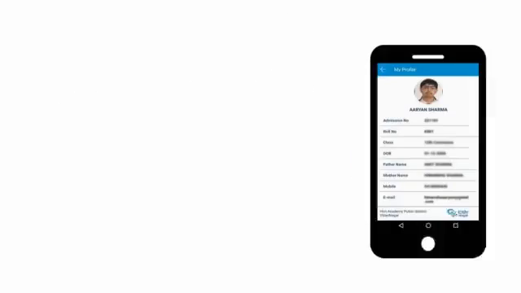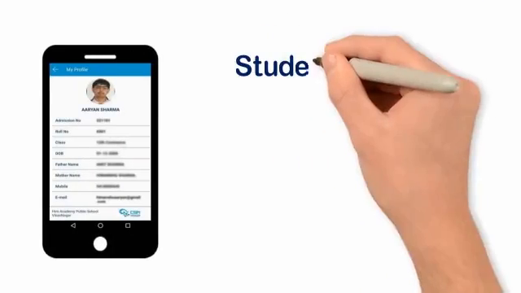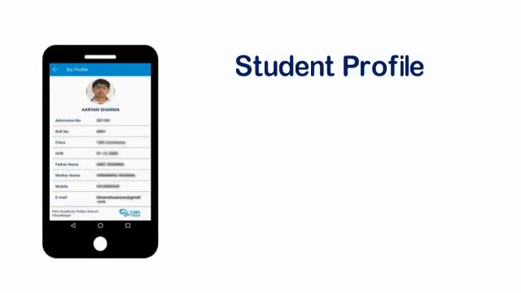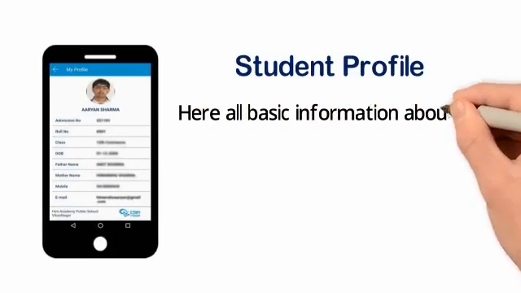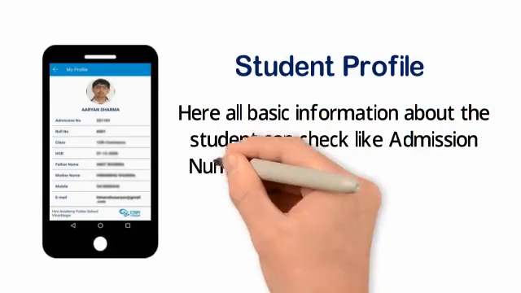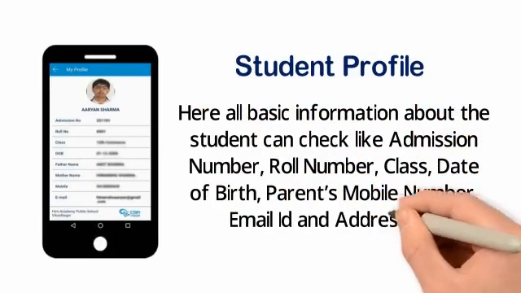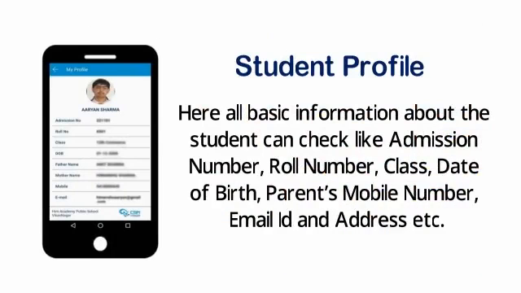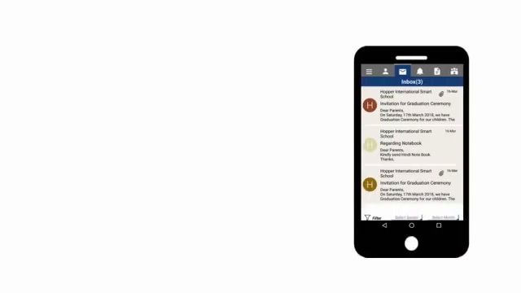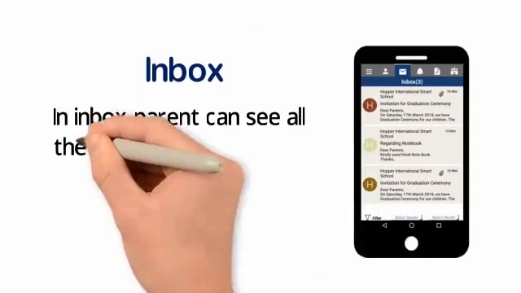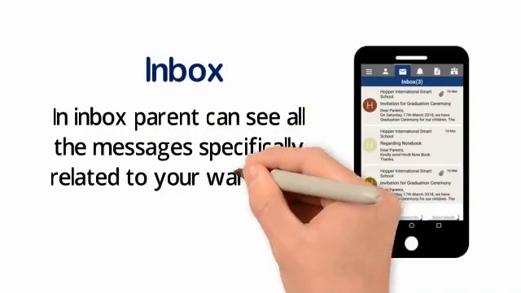On the student profile page, all the basic information about the student can be checked like admission number, roll number, class, date of birth, parents' mobile number, email ID and address. On the inbox page, parents can see all the messages specifically related to their ward sent by school or teachers.